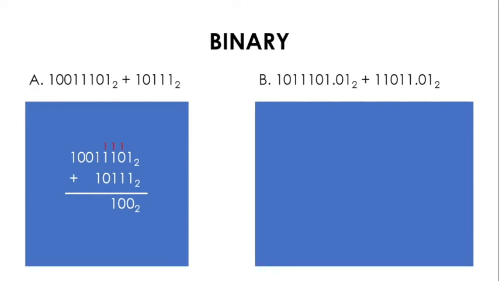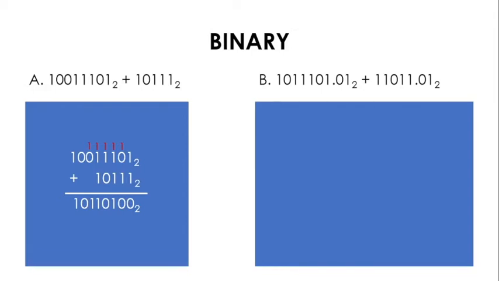Carry 1. And 1 plus 1 will be 0. Carry 1. 1 plus 1 plus 1 will be 1. Carry 1. We'll bring down 1 since 1 plus 0 is 1. Then we'll bring down the rest of the binary number. So the answer for the first example is 10110100.